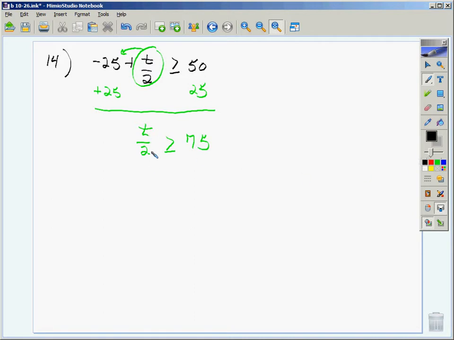The biggest mistake that I see here is they're saying t is being divided by 2, so they want to divide 75 by 2. But if t is being divided, how do I get rid of division? Multiplication. I've got to multiply both sides by 2. Since I'm multiplying by a positive, the inequality stays the same, and this becomes 150. Graphically, 150 would be filled in on my number line. And because it's getting greater, I would be going to the right.